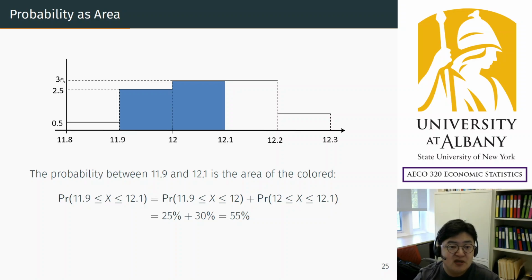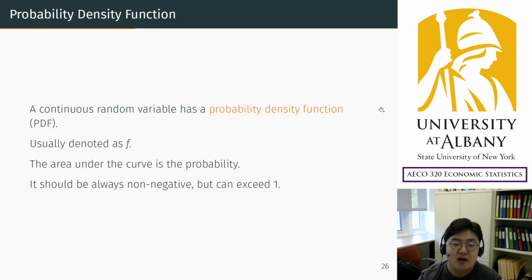Because the density can be 3. It is okay because it will be multiplied by 0.1, right? Because the scale of the length is like 0.1, this part can be greater than 1. Anyhow, it will be multiplied by the width. So then in the end, the probability can be smaller than 1. But of course, the total area must always be 1. Okay.